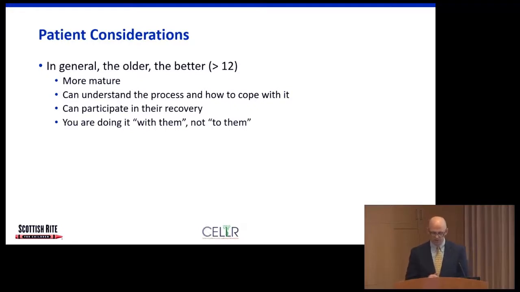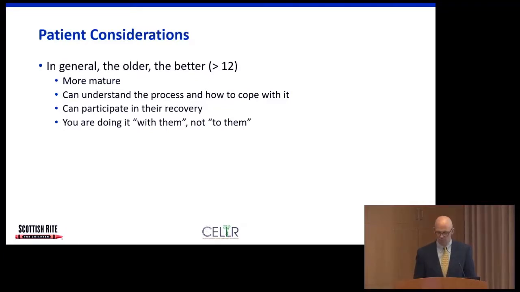So in general, the older the better, which is why we like to wait till they're closer to maturity. Over 12 is ideal, just because they're more physiologically and more psychologically mature. They can understand the process a little bit better, and they need to participate in their recovery. Again, I say this to them all the time. This is something we have to do with them and not to them. You can do it to them when they're below 5, and that's just something that we have to deal with on certain occasions. But when it comes to lengthening when they're older, they have to be on the same page. They have to participate, because if they don't participate in the rehab, then everything is going to go terribly wrong.